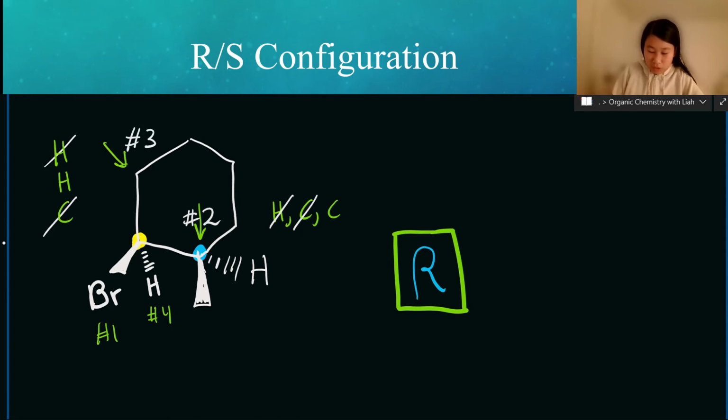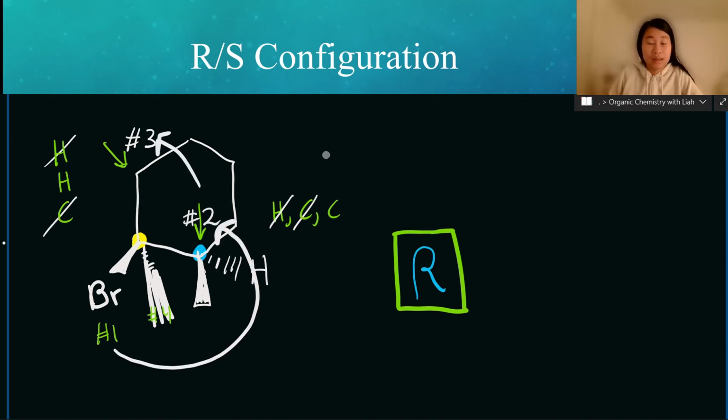Now let us ignore what's on the dash once more and count from lowest to highest number. So we see we're going to go from 1 to 2 to 3. This is going in a counterclockwise direction, telling us that this configuration is S. Because an even number is on the dash, we can keep S as our configuration.